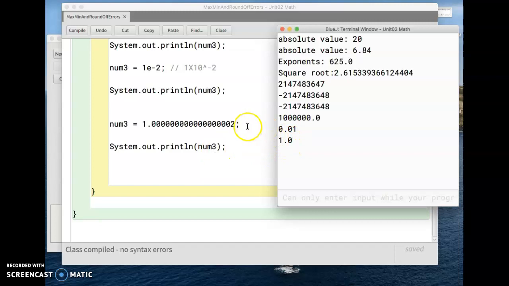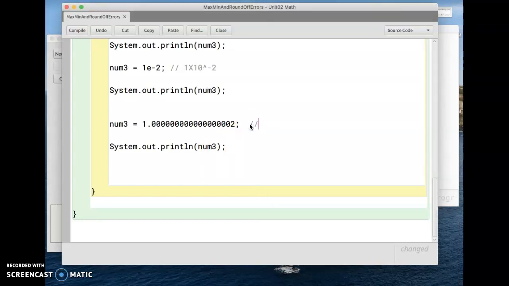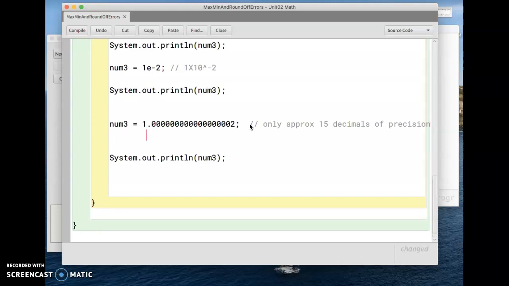So the problem with that is decimals only have approximately 15 decimal places of precision. I think I spelled that word right. So that's going to cause us issues when we actually do math, because anything else is cut off. And we'll discuss this when we start actually performing calculations and so on.